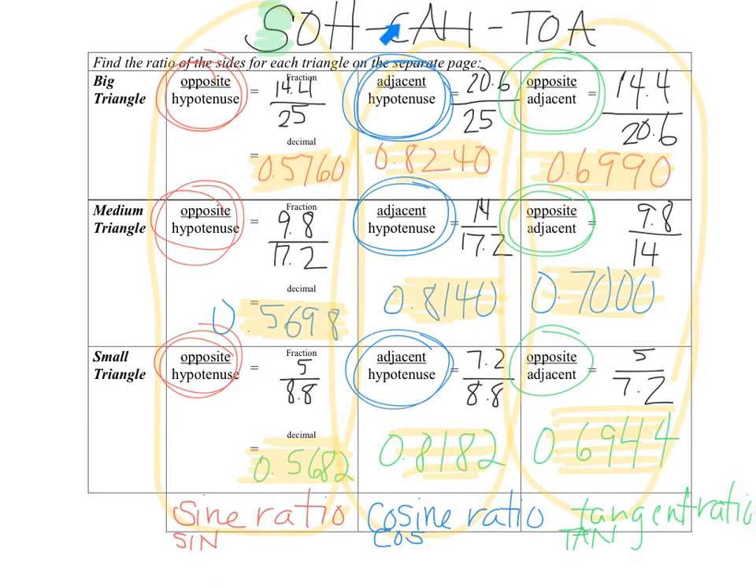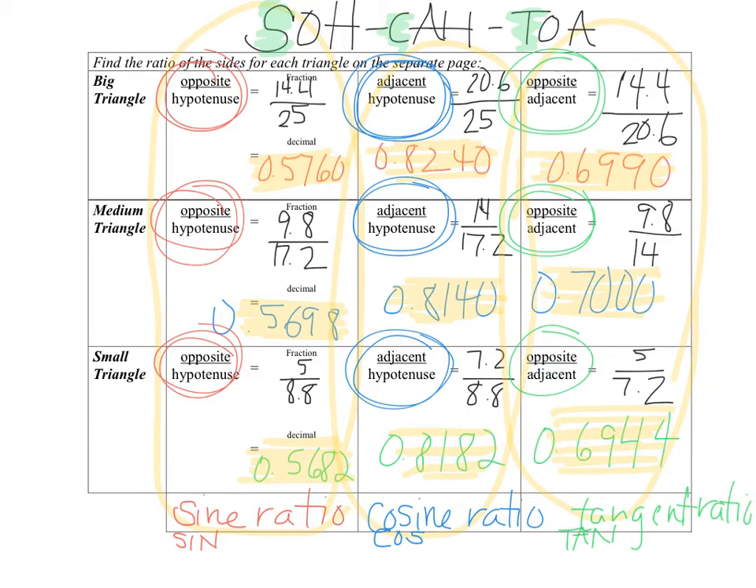C stands for cosine. And then this tells you it's adjacent over hypotenuse. And it's in that order. Adjacent's on top, hypotenuse is on the bottom. So that's helping you to understand this column. And then the final one is tangent. So T for tangent. And then it's telling you it's going to be opposite over adjacent. And again, it's going to be in that order.